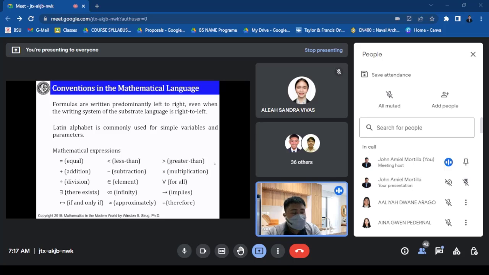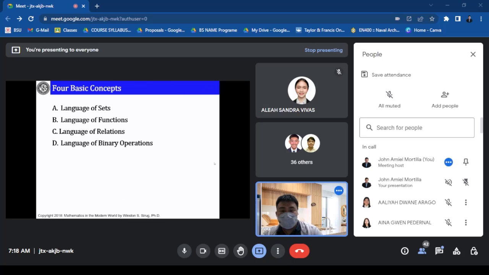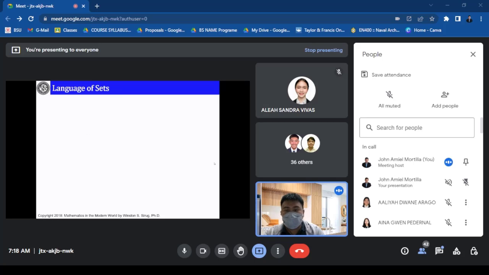So we have the mathematical expressions: equal, addition, division, there exists, if and only if, approximate, infinity, element, subtraction, less than, greater than, multiplication, for all (the inverted A), then implies, and therefore. So for basic concepts, we have language of sets, language of functions, language of relations, and language of binary operations.